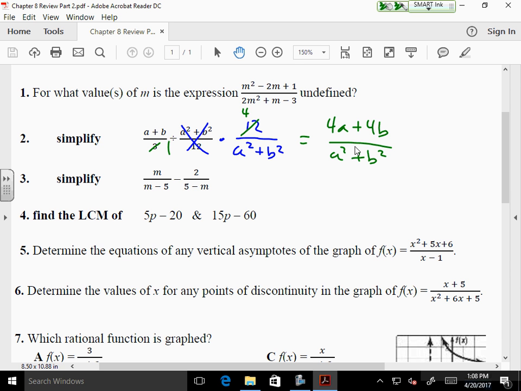Number 3, when you simplify, these are very similar, except for the opposite signs in the denominator. So what you can do is multiply either one by negative 1 over negative 1, which would make it m over m minus 5 minus negative 2 over m minus 5. So then you have the like terms in the denominator.